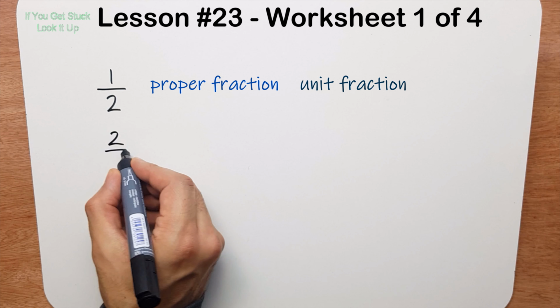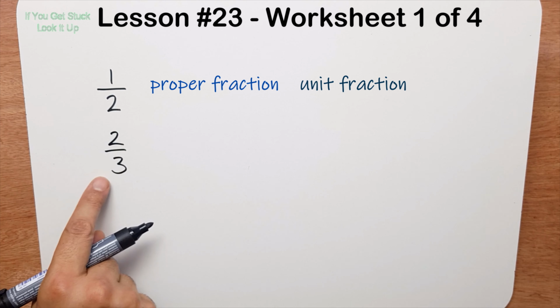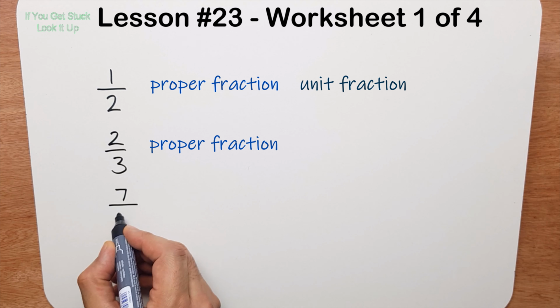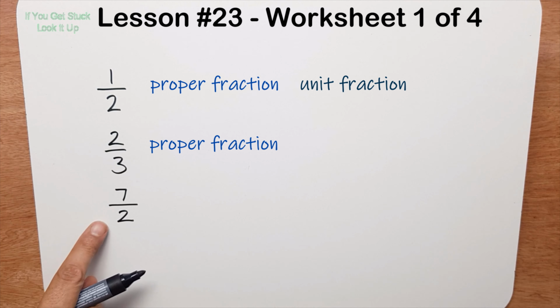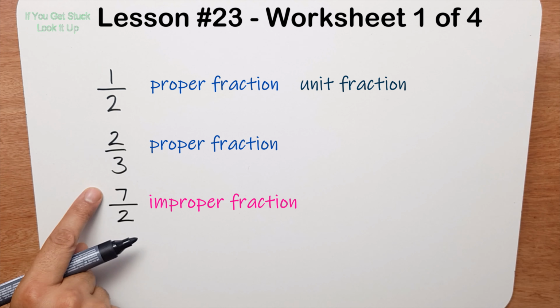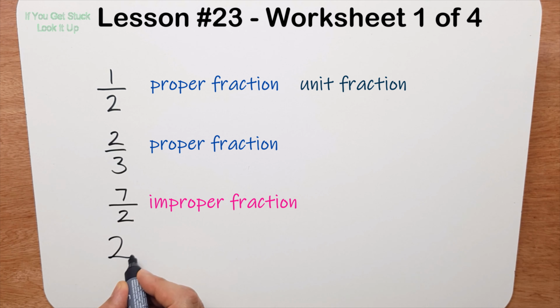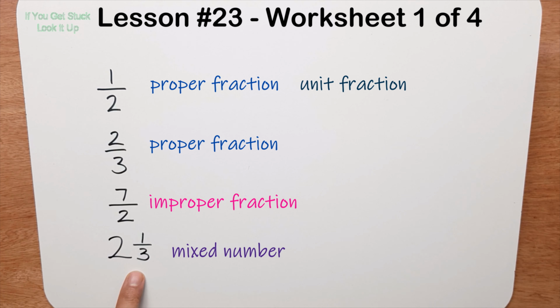So let me give you another fraction here. 2/3. This is a proper fraction. 7/2. This here is an improper fraction. And why is that? Because the numerator is bigger than the denominator. And then finally you have something like this. 2 1/3. This is a mixed number because you have a whole part and a fraction part.